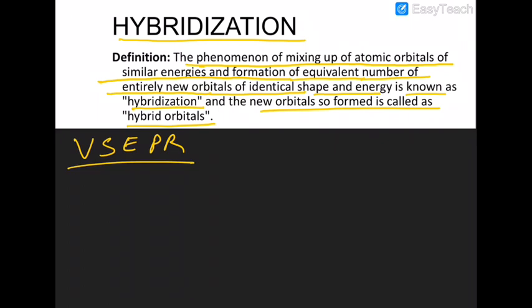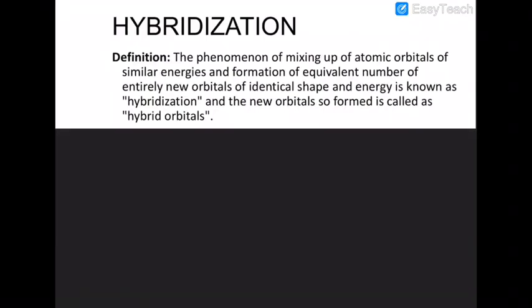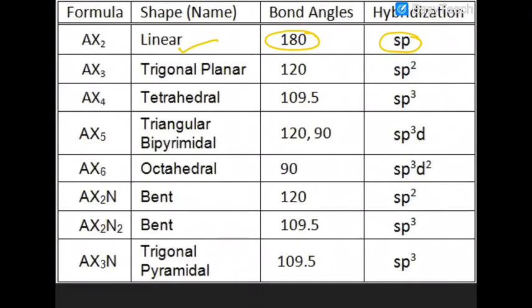Now let us suppose we have hybridization. If the shape is linear, it is due to sp hybridization and the bond angle is 180. Now look at that once more, I am reading once more: AX2, it is a linear molecule, and it has bond angle 180 and hybridization is sp. Are you getting that?